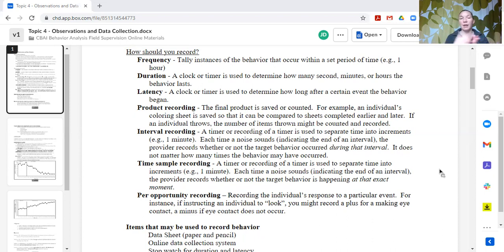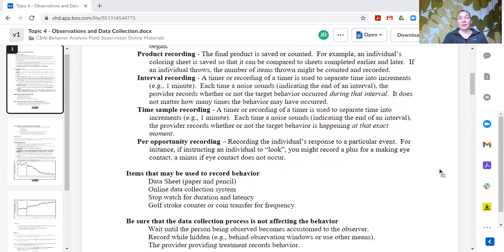Or you might have level of support, level of prompt in there. But I'm just recording when that instruction is given. If they clap their hands at other times during the day, it's fine. It doesn't matter. That's not my data collection. That's not my operational definition. So I'm not taking data on those.